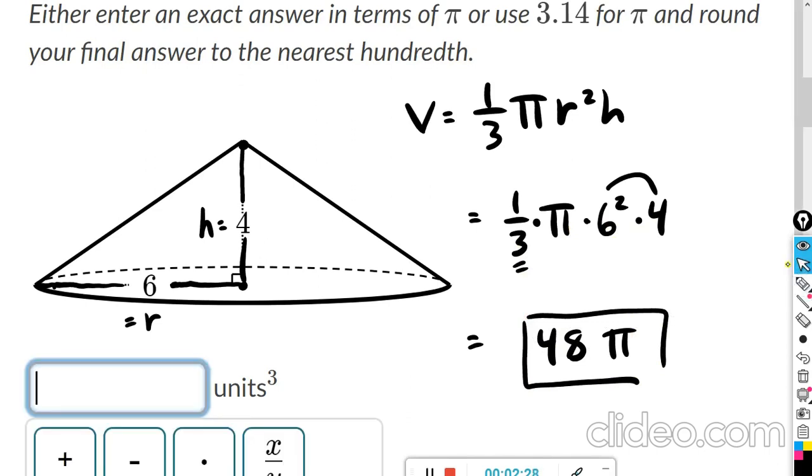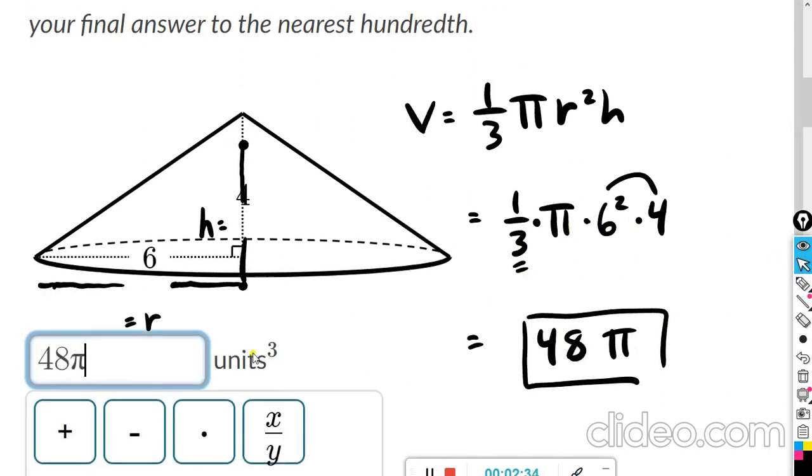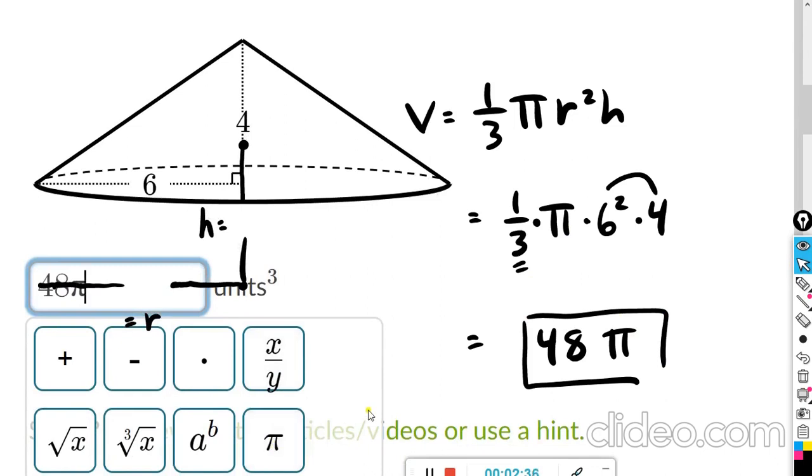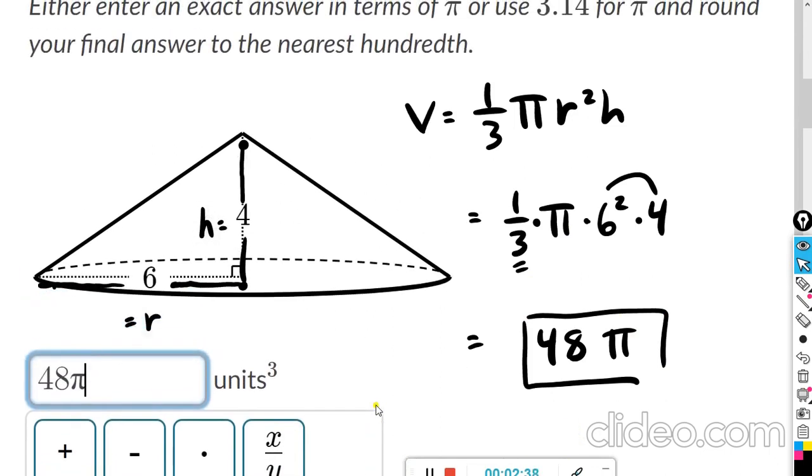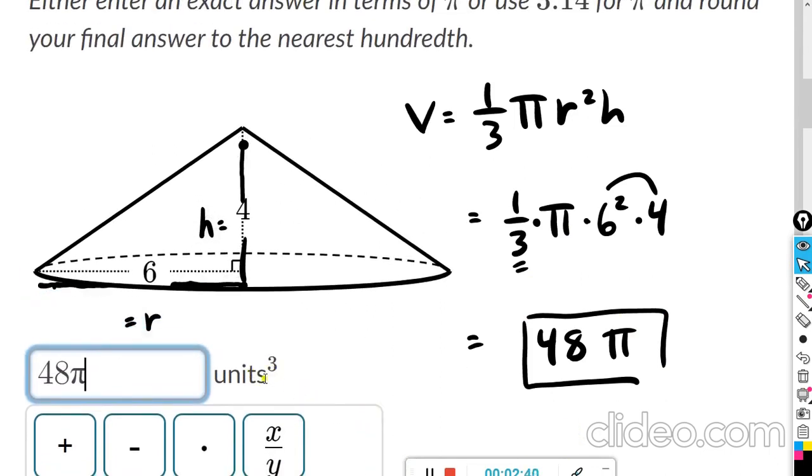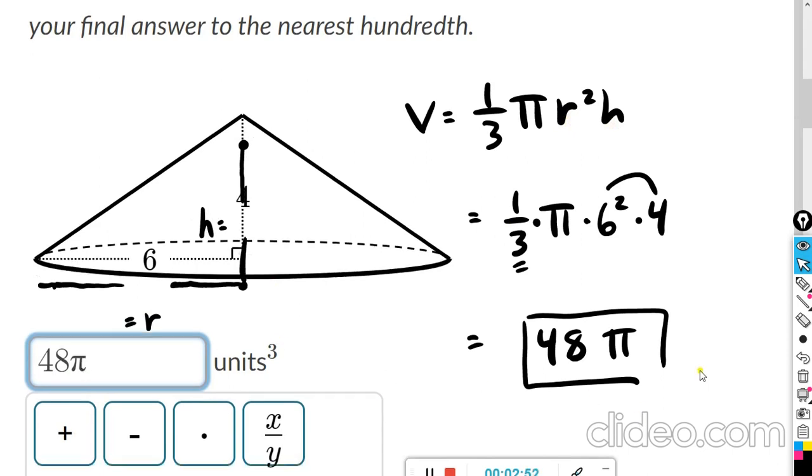You click inside the box, type 48 pi, and it will give you the pi symbol, or you can just click on pi. And of course, the units are cubed, as they always are for volume, because when we did radius squared, the units got multiplied by each other, and then once again for the height, so that's 3 times. That's why the units are cubed.